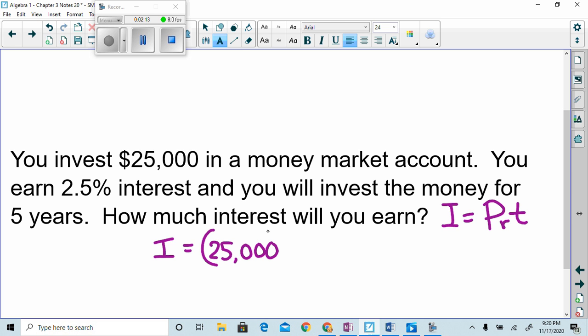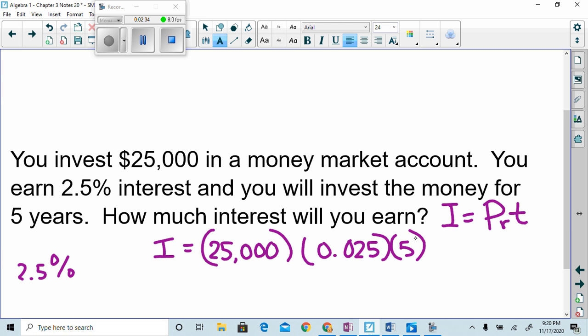We're going to be multiplying that by the interest. Now, 2 5/10% convert to a decimal. We talked about this last time. Move your decimal over 2 places. So remember to convert this. And then your time is in years, which is 5 years. Again, multiply out to get your interest.